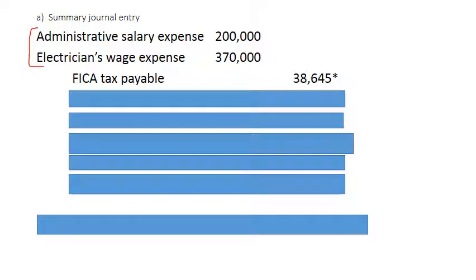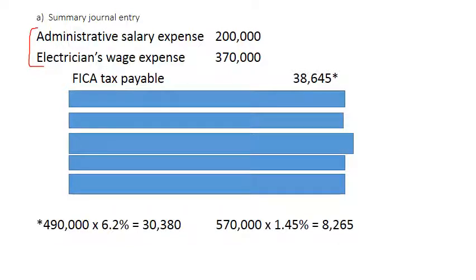Okay, so the next thing is FICA tax payable. In the problem, they gave you this number, 38,645, so you can just copy it over. It's a payable because it never belongs to the company. It's payable to the government. They withheld it for the government.